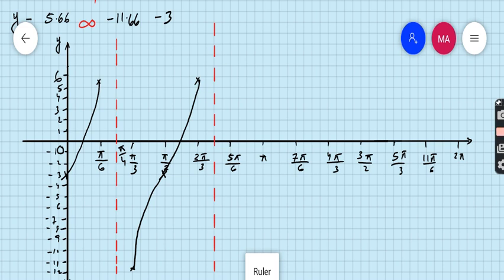Okay. Next. At 5 pi by 6, the value is minus 11.66. At pi, the value is minus 3. At 7 pi by 6, the value is 5.66. And at 5 pi by 4, the value is undefined.